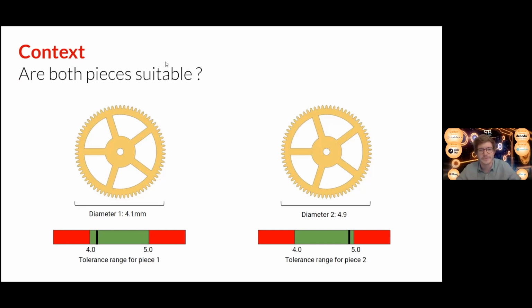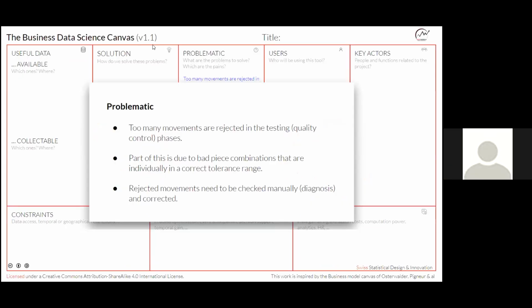So now we can jump to the data science Canva again and see the problematic. We basically have too many movements rejected in the testing phase, so in the last step of the production line. And we know that part of this is due to bad piece combinations that are individually in the correct tolerance range. What we do to solve this problem by now is some manual check and manual correction.